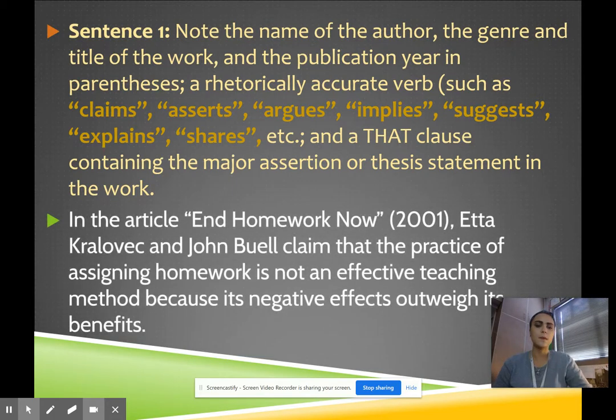Here's an example. In the article, End Homework Now, 2001, Etta Kralovic and John Buell claim that the practice of assigning homework is not an effective teaching method because its negative effects outweigh its benefits. So there's the basic information of the text and the claim that the author is presenting.